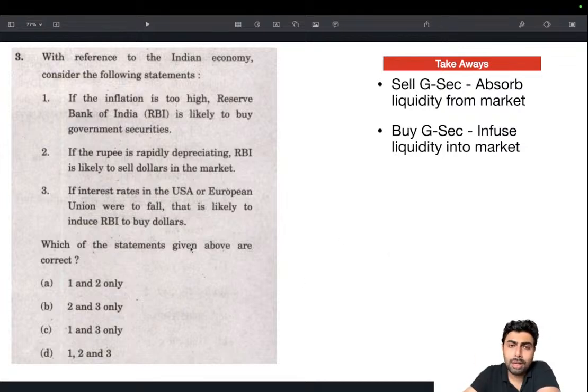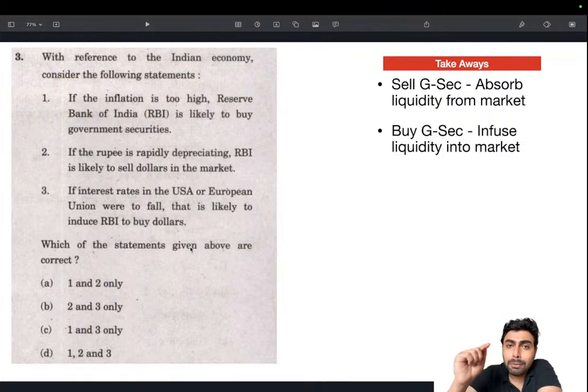So if the rupee is rapidly depreciating, meaning that the value of rupee is going down, 80 rupees becomes 81, 82, 83. Remember that. Value of rupee in exchange rate going down means that $1 can get more rupees. So in that scenario, RBI will obviously be having forex reserves, in terms of gold and dollars mostly, and other currencies as well. In that scenario, RBI will be doing one thing.